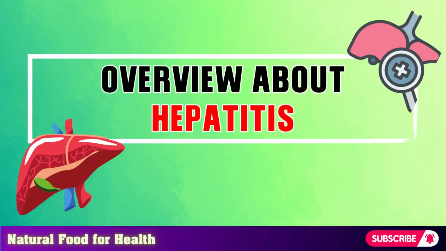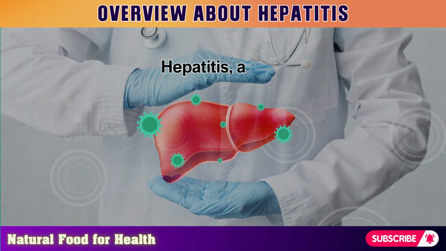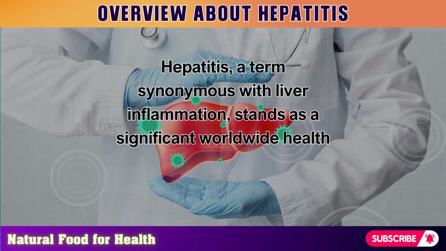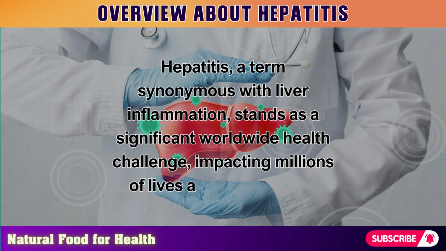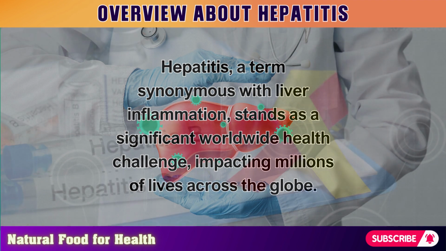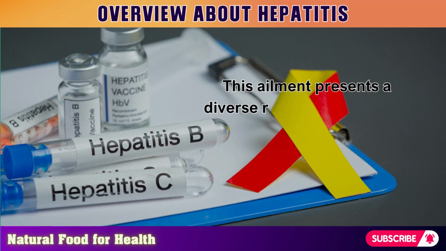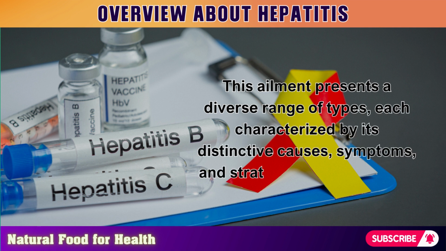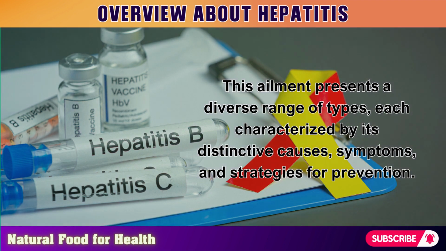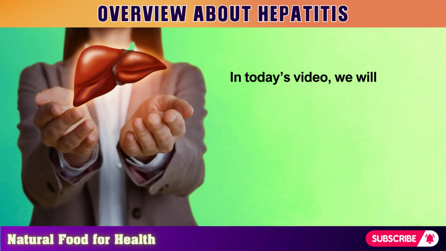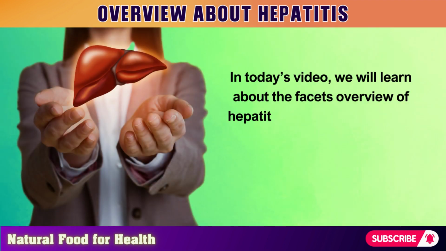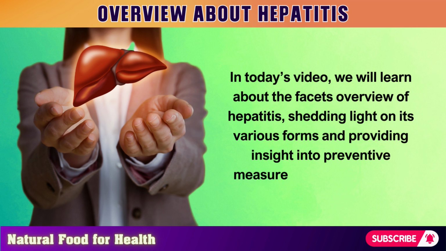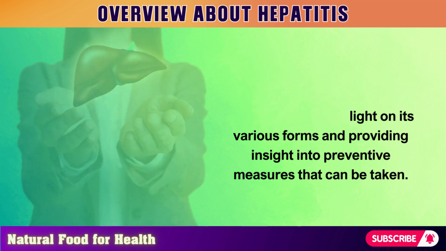Overview about hepatitis. Hepatitis, a term synonymous with liver inflammation, stands as a significant worldwide health challenge, impacting millions of lives across the globe. This ailment presents a diverse range of types, each characterized by its distinctive causes, symptoms, and strategies for prevention. In today's video, we will learn about the facets overview of hepatitis, shedding light on its various forms and providing insight into preventive measures that can be taken.